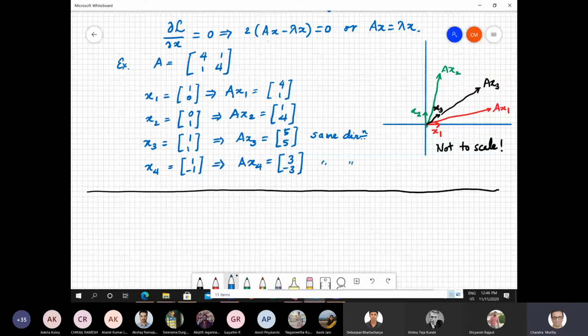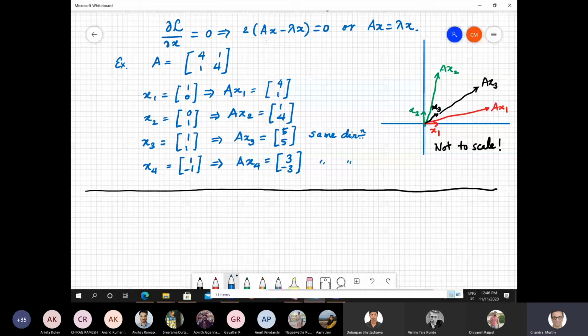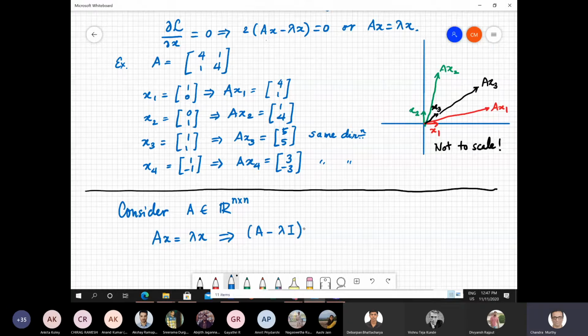Okay, so how do we find these eigenvalues? I guess you guys know this already, so I'll just quickly, for the sake of completeness, discuss this. So consider A to be an n cross n matrix. It could be complex also, whatever I'm going to say holds for complex also. So if we consider the equation A x equals lambda x, this implies that A minus lambda times the identity matrix times this vector x equals 0. And this kind of an equation where you have a matrix times a vector equals 0 is called a homogeneous equation. The right hand side is 0. That's when it's called a homogeneous equation.